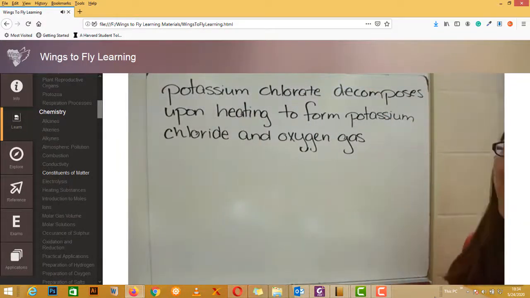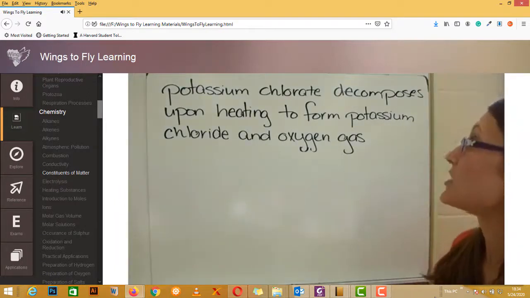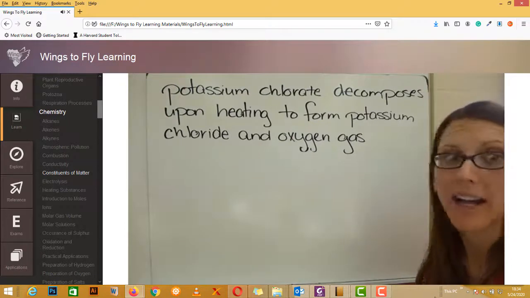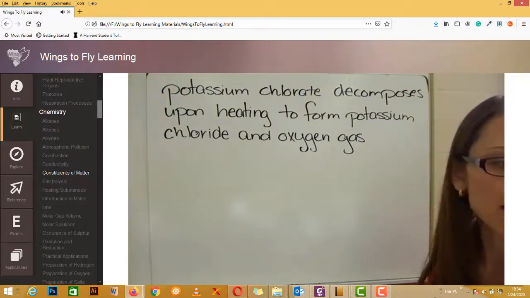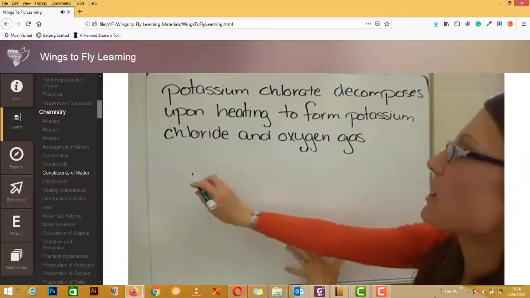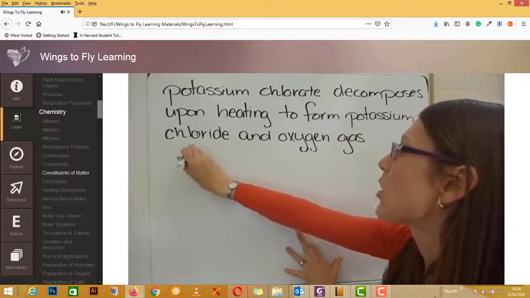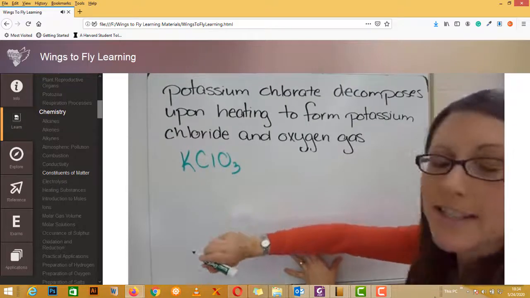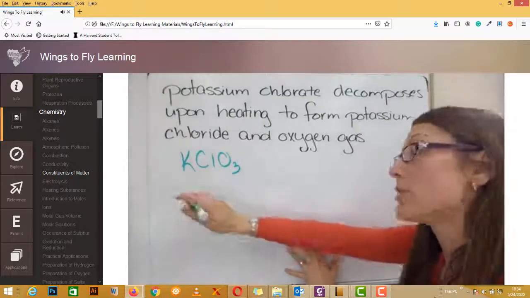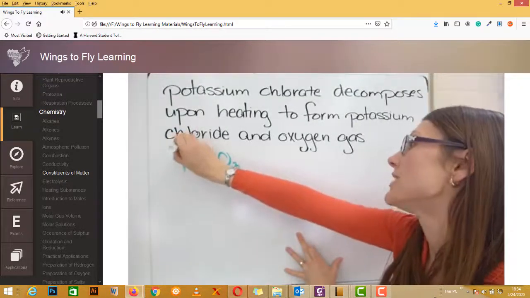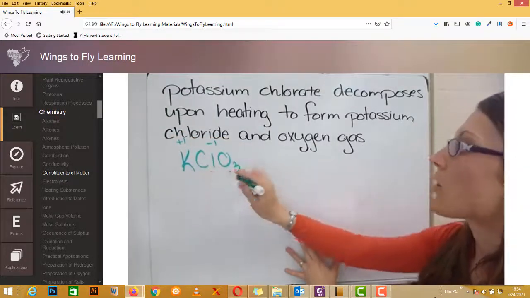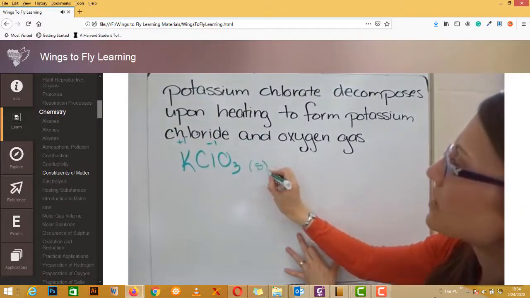Okay, one last example. Potassium chlorate, which is a solid, decomposes upon heating to form potassium chloride, another solid, and oxygen gas. So we're going to again start by writing my formula equation. So I've got potassium chlorate. Potassium is K, chlorate is ClO3. You have to stop and check that your charges cancel. Potassium's +1, chlorate is -1. And so this is balanced. I don't need any additional subscripts.